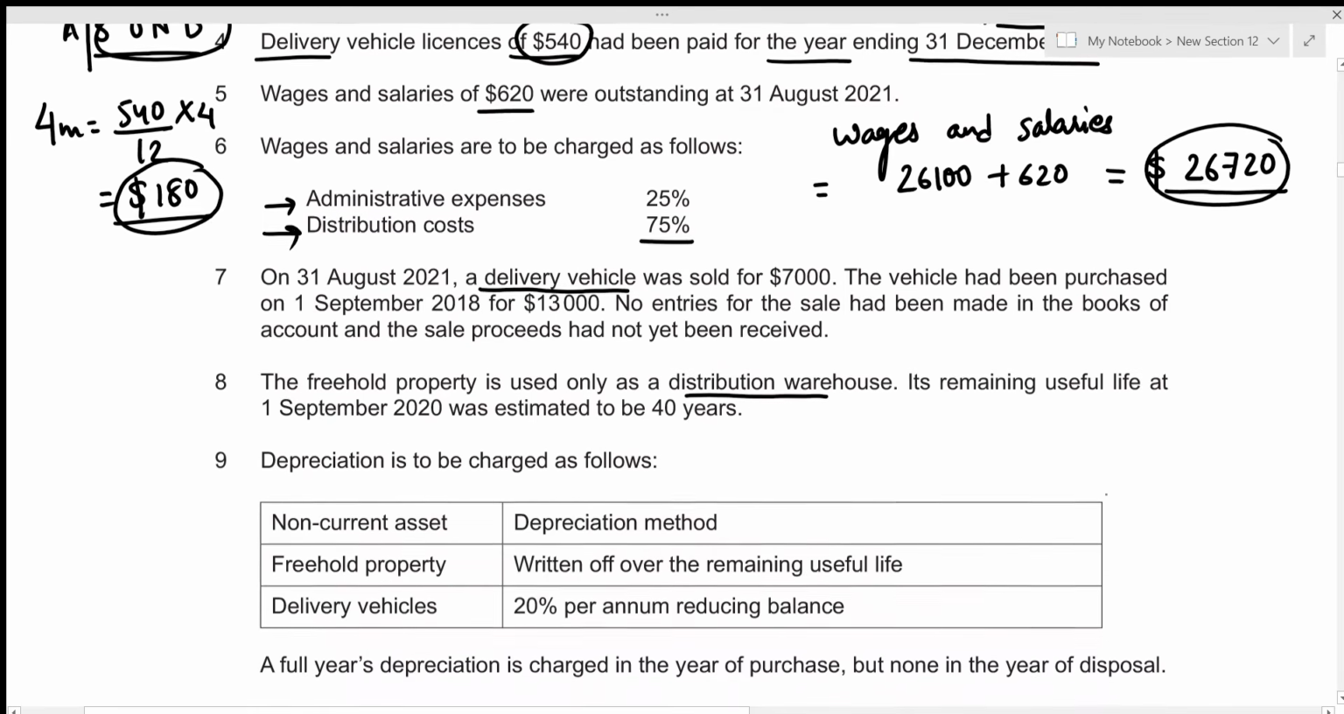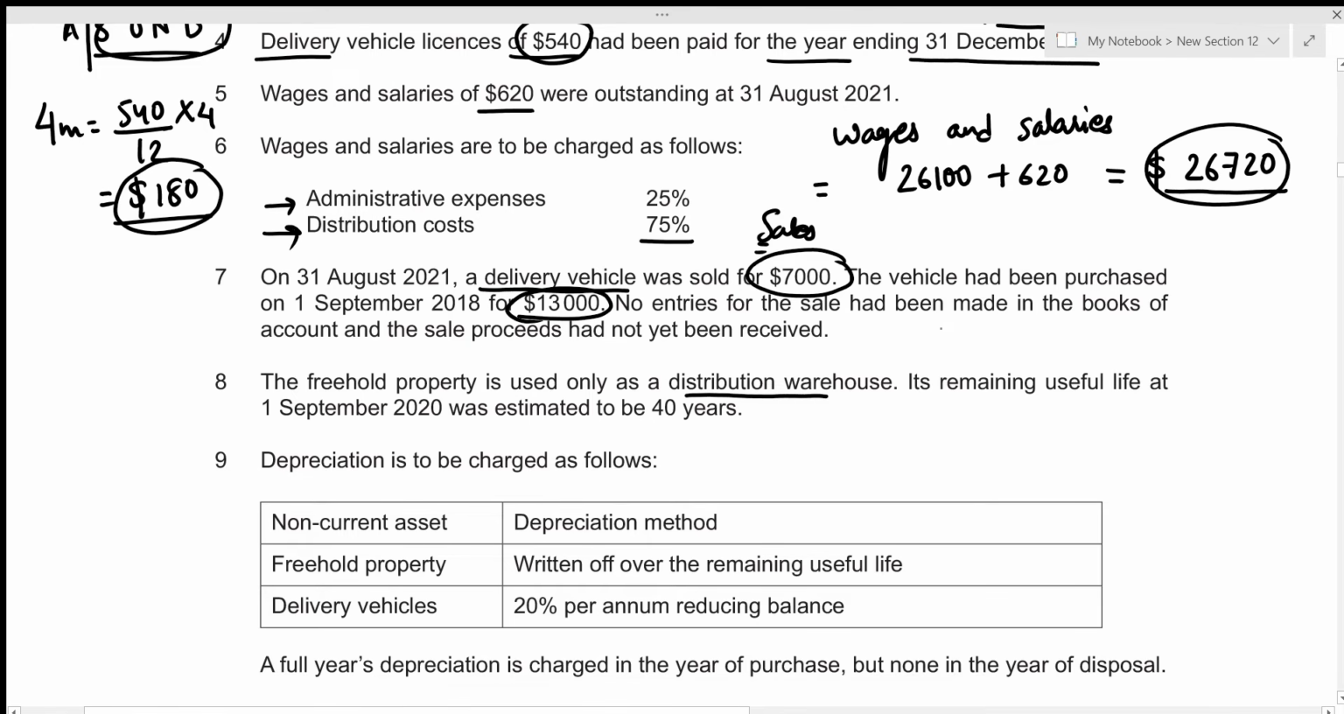Then we are also given another information relating to delivery vehicle. So on 31st August 2021, a delivery vehicle was sold for 7,000. So this is the sales value. Then the vehicle had been purchased on 1st September 2018 for 13,000. This is the cost. No entries for the sale had been made in the books of account, and the sale proceeds had not yet been received.